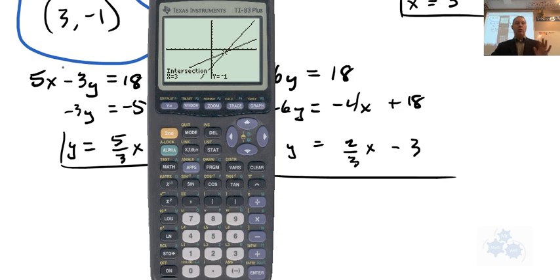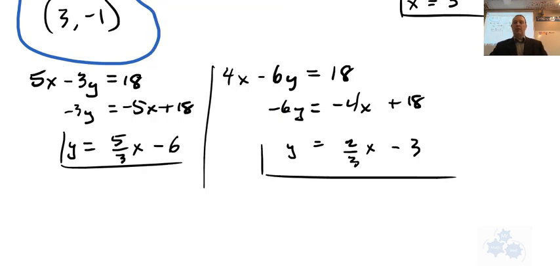All right. So that's what you're going to need to know how to do for 7.4, the substitution method. That's what's important. And 7.3 was using the graphing technology to determine the solution. So that's a little bit of a review lesson on both.